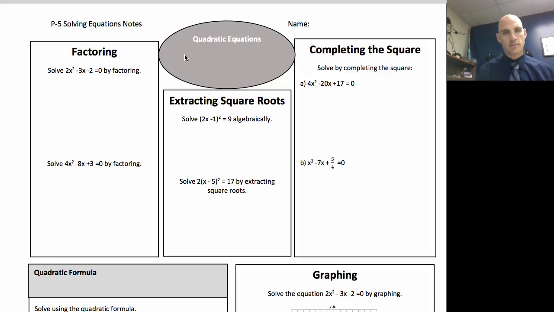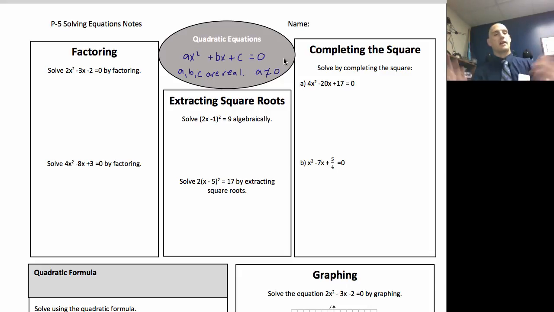It's ax squared plus bx plus c is equal to 0. That's going to be very important. a, b, and c are real numbers, and a is not equal to 0. You must have a coefficient in front of the x squared term. That's what's going to make it a quadratic.